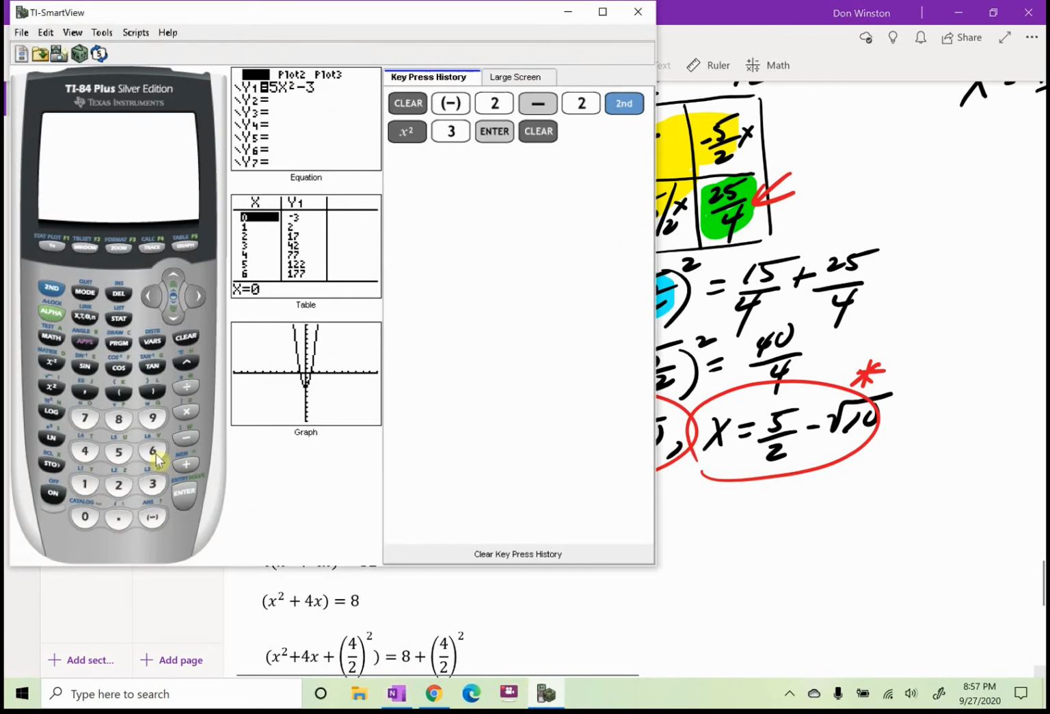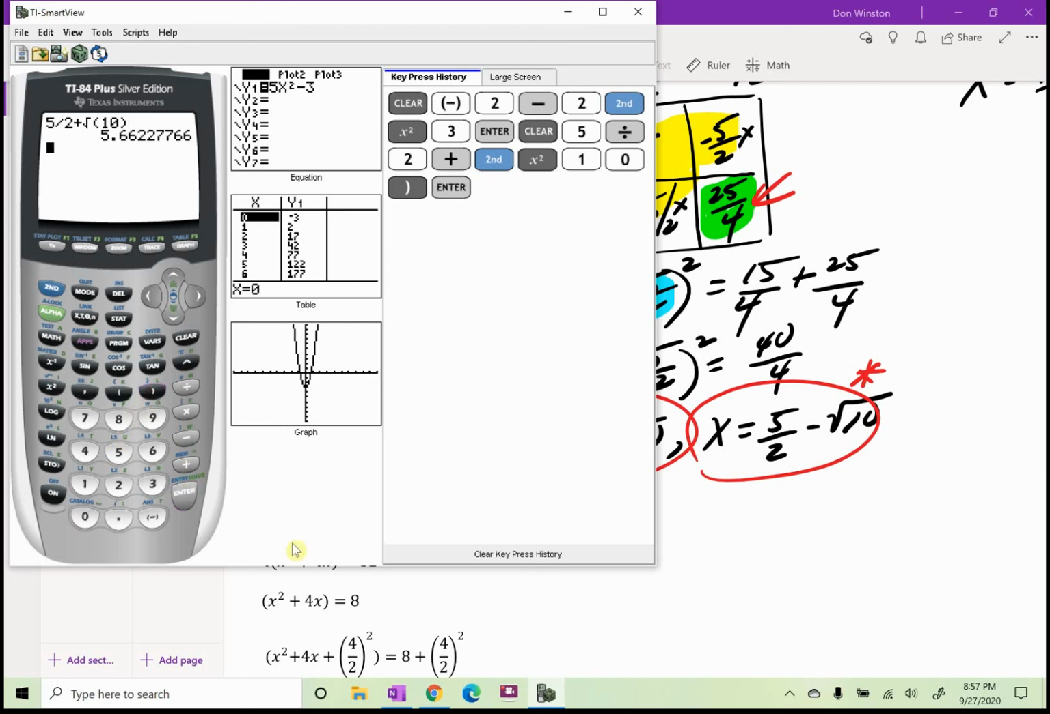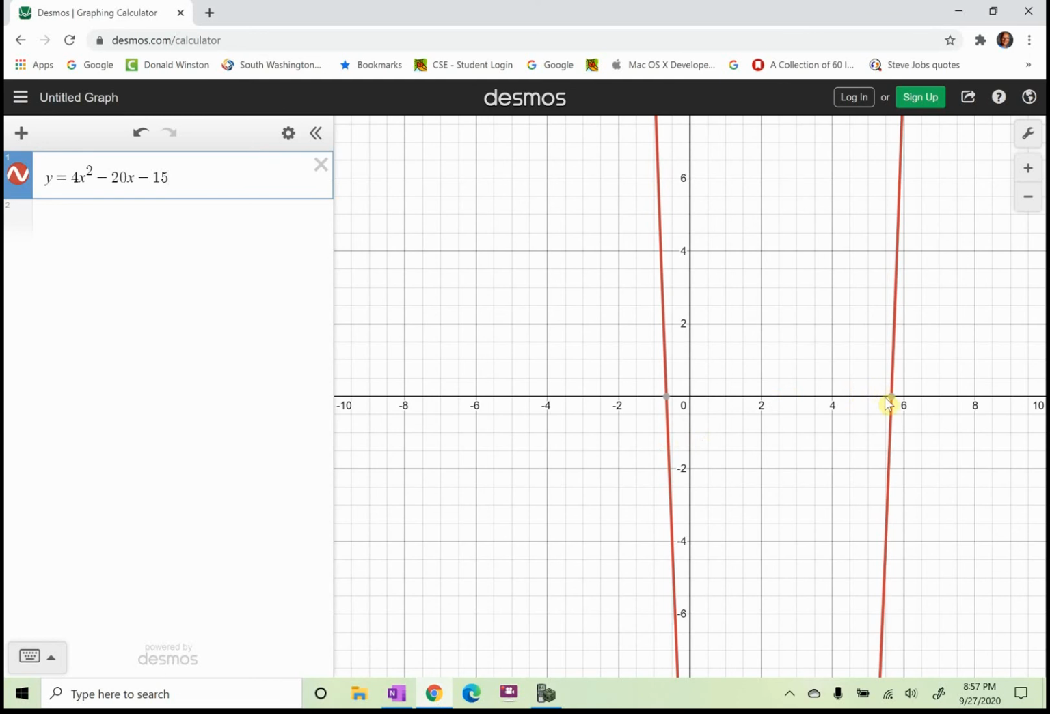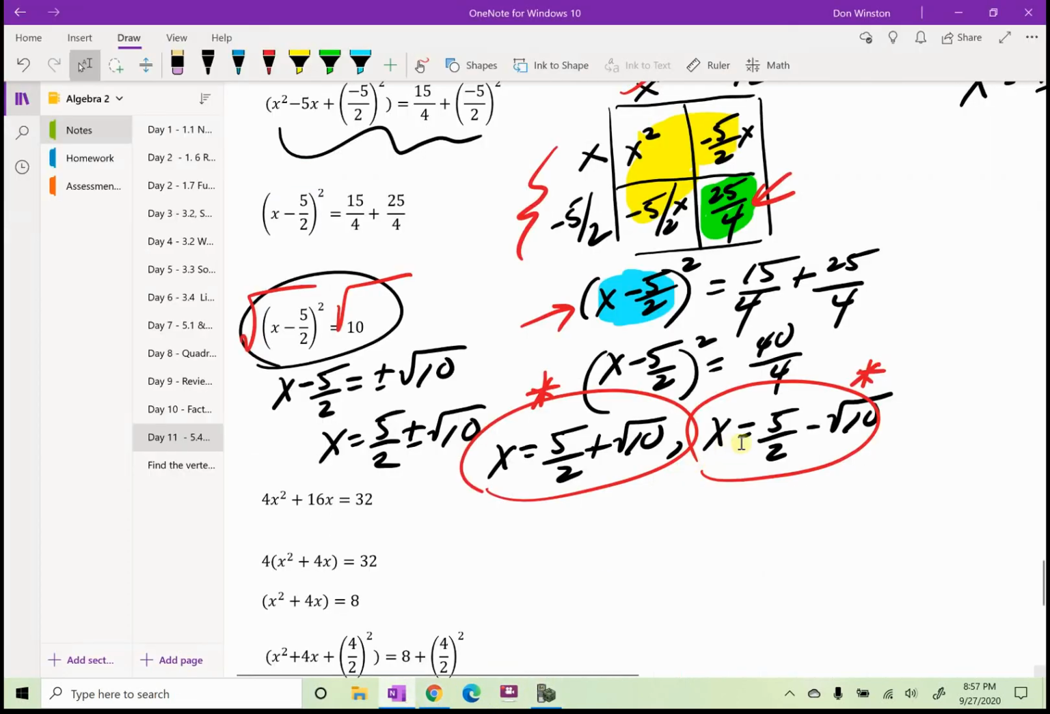So I'm going to go here. So 5 divided by 2 plus root 10, square root of 10. Yeah, 5.662 if I go back to Desmos. There it is, 5.662. And then what was my other 0?